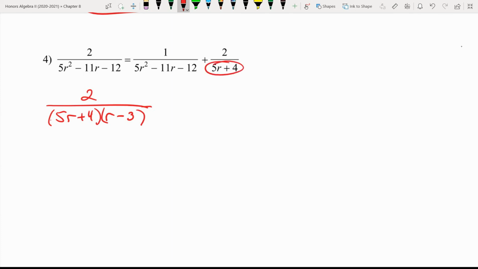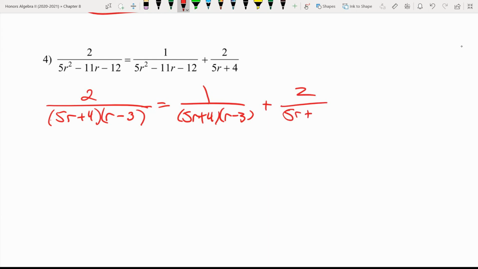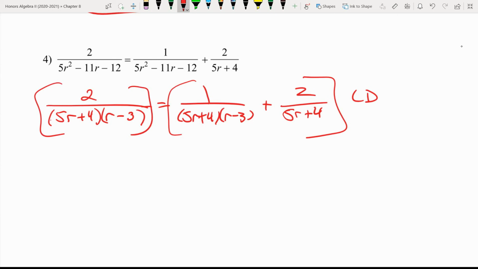This might have been a hint too, in order to factor that. And of course, this should be the same on the other side. 5r plus 4, r minus 3, plus 2 over 5r plus 4. So I'm going to multiply everything by my common denominator, which is 5r plus 4 times r minus 3. So do that on both sides. I'm just going to write it as CD this time, because it's pretty obvious what it's going to be.